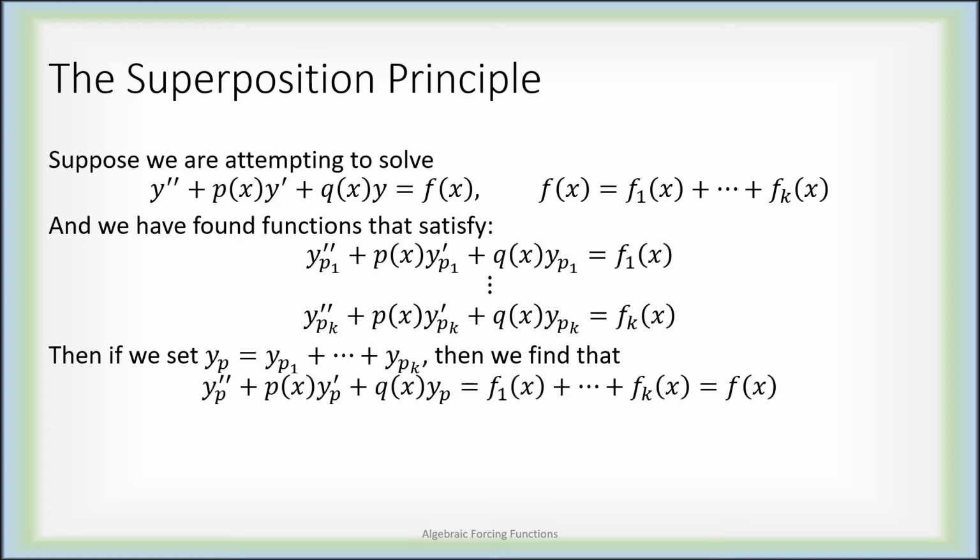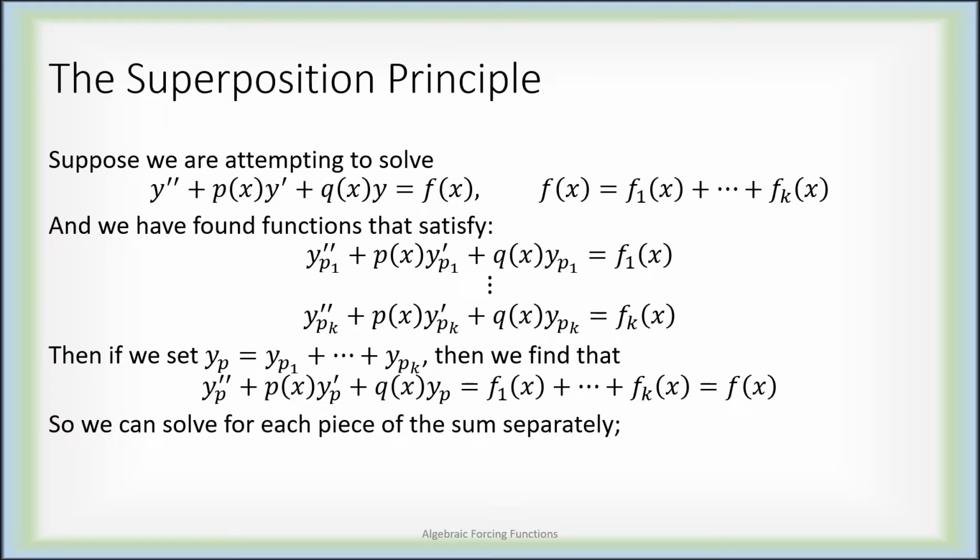Now if I just set yp to be the sum of all of those things we've found, since differentiation is linear, overall the second derivative of yp is the sum of all of these second derivatives. The first derivative of yp is the sum of the first derivatives of all of these. And then I can distribute p of x and q of x and just collect all of my yp1 terms and get out f1. Collect all of my yp2 terms and get out f2, and so forth. So if I set yp to be the sum or superposition of all of these particular solutions, then it will actually solve the original inhomogeneous equation.